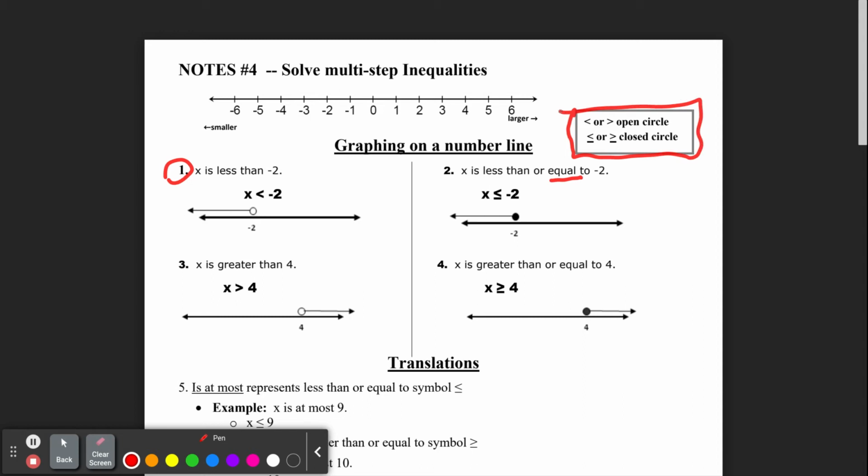Number 3, x is greater than 4, so it's going to be an open circle, and greater than will go to the right. Number 4, x is greater than or equal, so it'll be a closed circle going to the right.